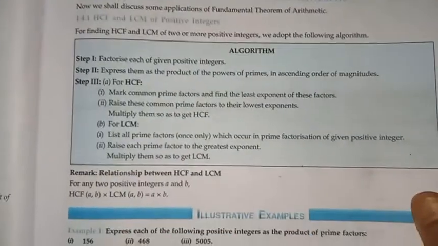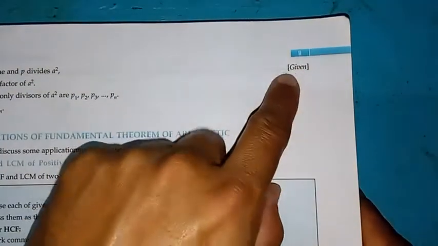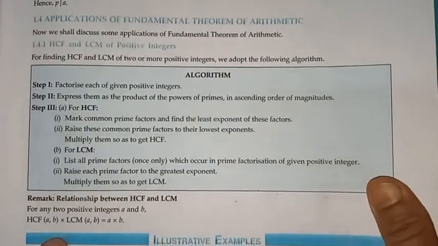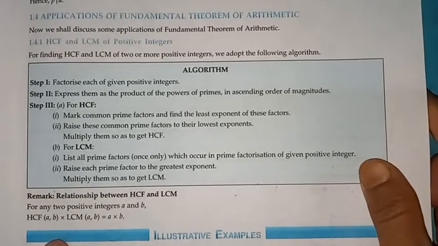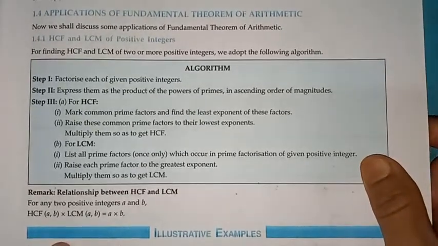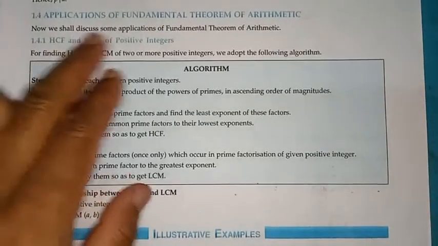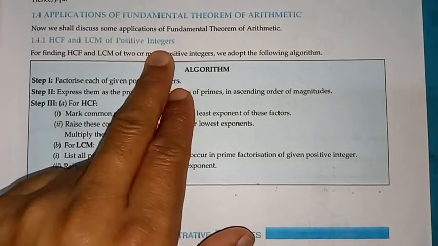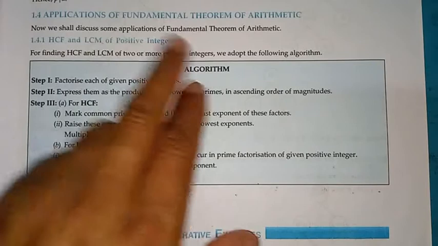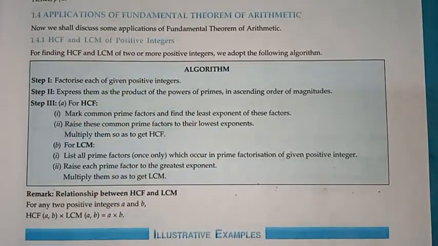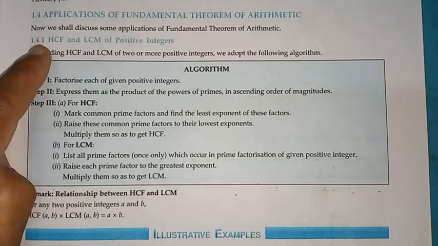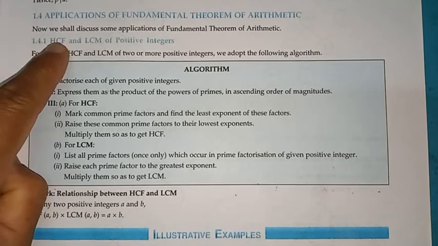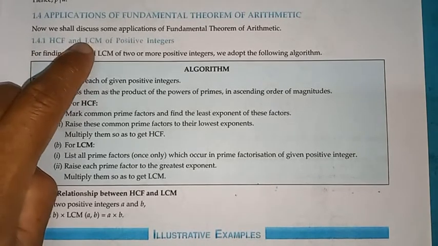For this you have to go to page number 9 of your book. Here is the complete theory or explanation regarding application of the fundamental theorem of arithmetic to find the HCF and LCM of positive integers. First, I hope you know the full forms: HCF stands for highest common factor, whereas LCM stands for lowest common multiple.